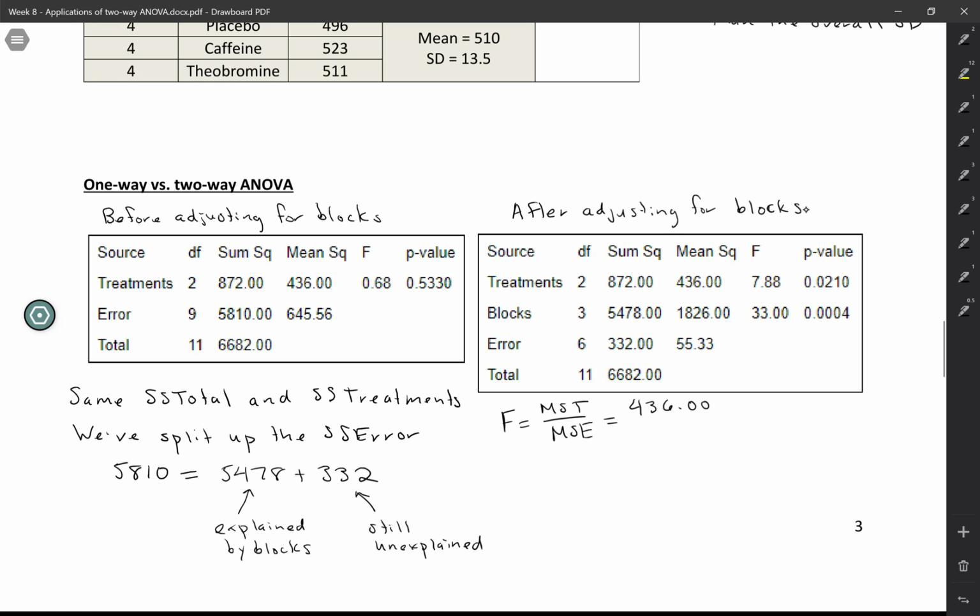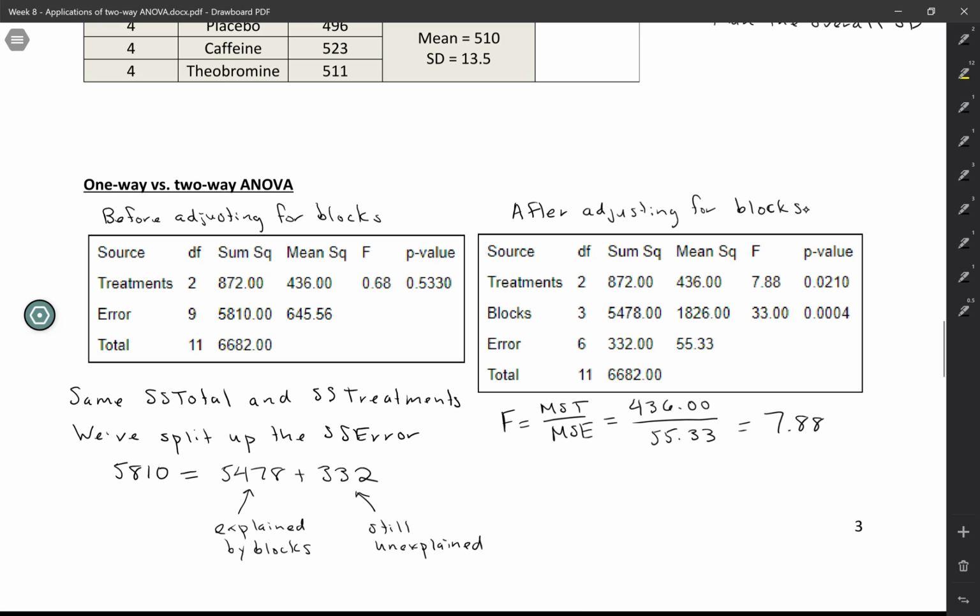We have 2 degrees of freedom because there were 3 different treatments. 3 minus 1 gives us 2 degrees of freedom. And that mean square is the same whether you're talking about before or after you adjust for blocks. Then we're going to divide by the mean square for error, which is again the sum of squares divided by the degrees of freedom. And this is 55.33 after adjusting for blocks. And that's where we get our F statistic of 7.88.